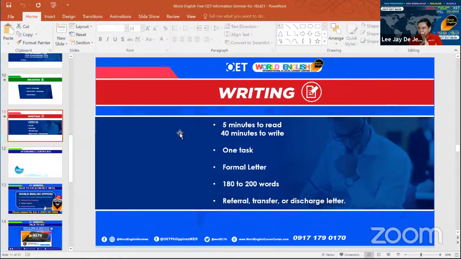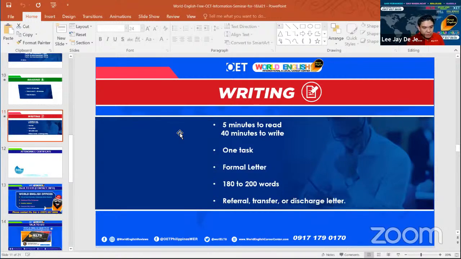Instead of 2 tasks, they only give you 1. Isa lang siya. And it's not even a report, it's not an essay, it's just a letter. So you're writing a letter to another professional, okay, to another person. You're not talking about a line graph or a map or a flow chart, okay? You're gonna be talking about a patient, and you're probably used to that because it's your profession, okay?